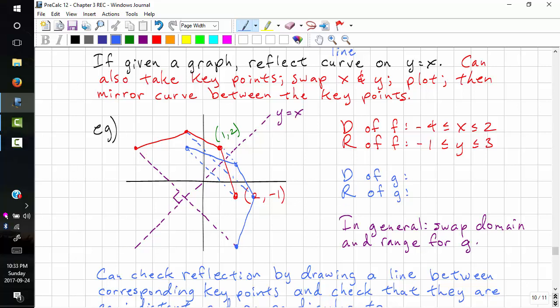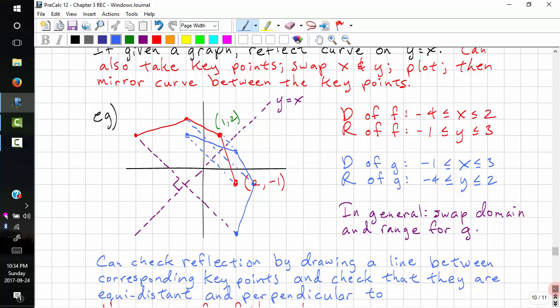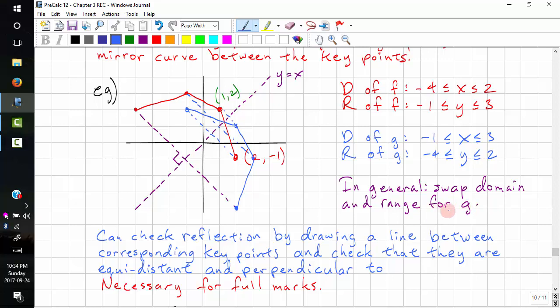And the domain and range shouldn't be a big surprise to you. We said swap x and y, so we swap the domain and range. So the domain of g is the range of f, negative 1 to 3, and the range of g is negative 4 to 2. Let's check that out. We start here at negative 1 and we go all the way to 3. And we start at negative 4 and go all the way to 2. So in general, we just swap the domain and range for g.